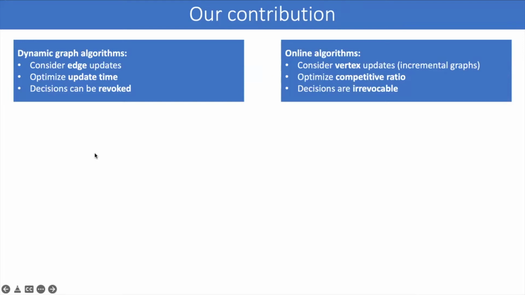This work draws connections between dynamic graph algorithms and the online algorithms. To understand the connections, let's first see the main goals of each of the areas. For dynamic graph algorithms, we usually consider edge updates, whereas in the online algorithms, we usually consider vertex updates and the graphs are incremental. The main optimization criterion in the dynamic algorithms is update time, whereas in the online algorithms, the main criterion is the competitive ratio. Finally, we can revoke the decisions in dynamic algorithms, whereas the decisions in the online algorithms are usually irrevocable.